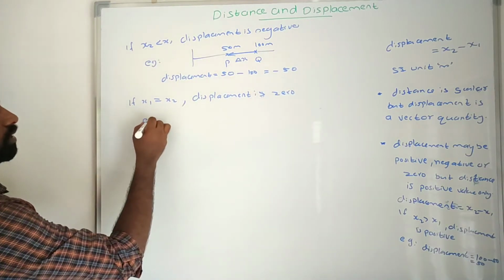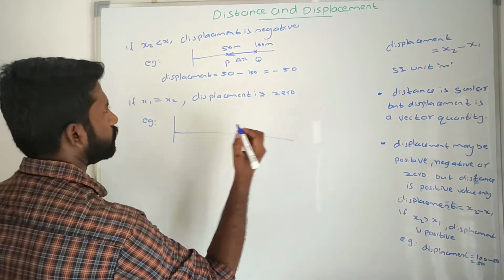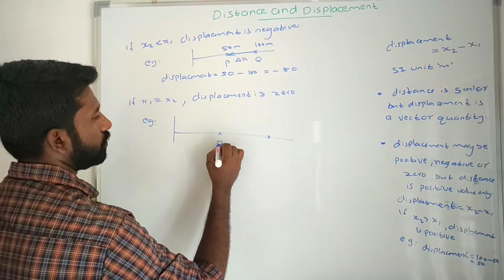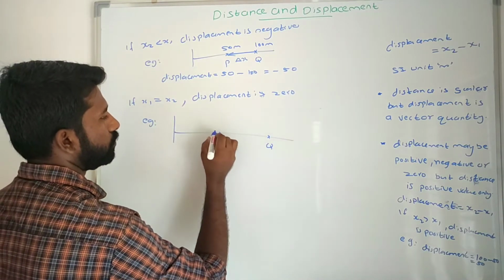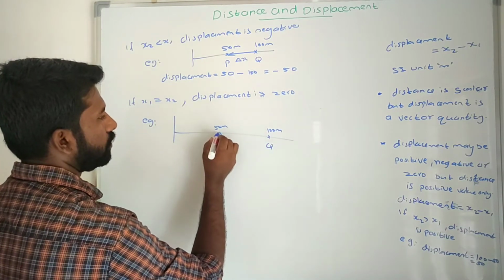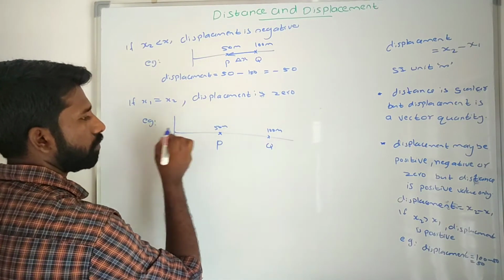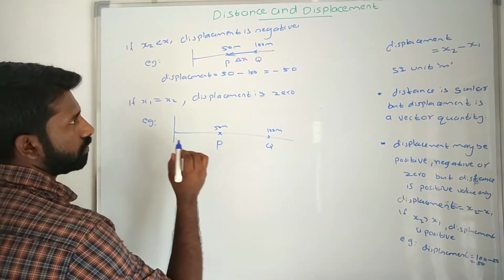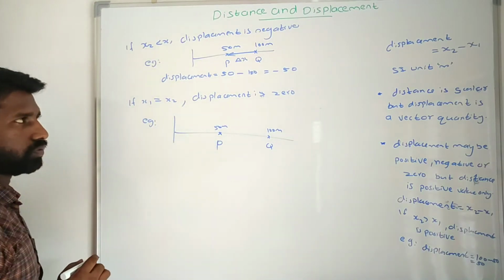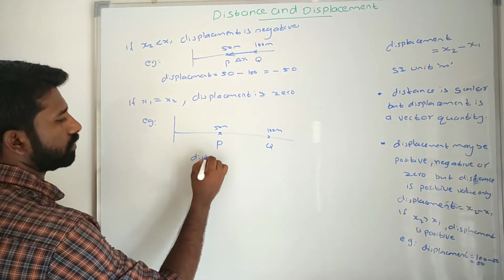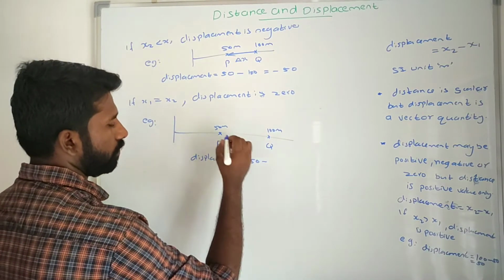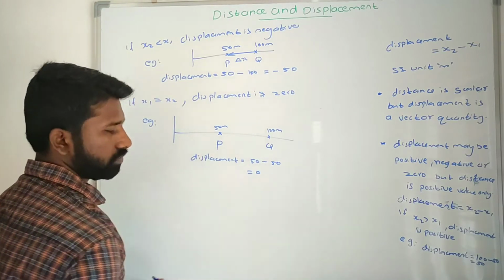Okay, so we will take an example. The object is moving from here to here. Initially it is at P, which is 50 meters, and this is Q, 100 meters. Initially at P, it went to Q, and again came back to P. So what displacement do you get? Initial position is 50, final is 50. You get 0.